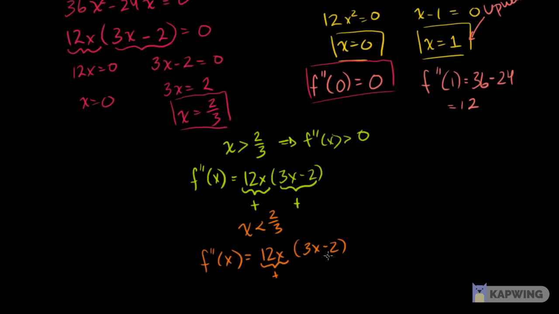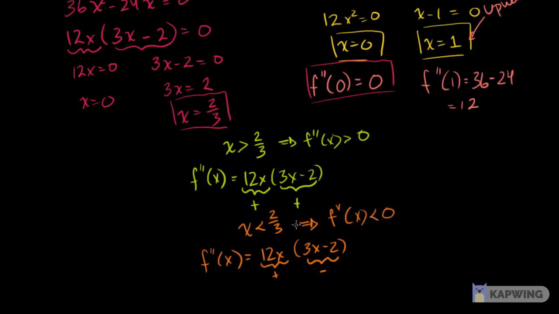But what's going on right here? At 2/3, we're exactly 0. But for anything less than 2/3, 3 times 1/3 is only 1. 1 minus 2, you're going to get negative numbers. So when x is less than 2/3, this thing right here is going to be negative. So right when you go less than 2/3, the second derivative is less than 0.